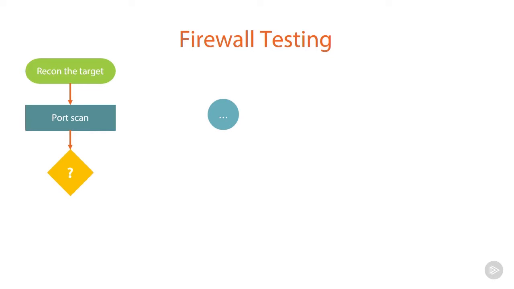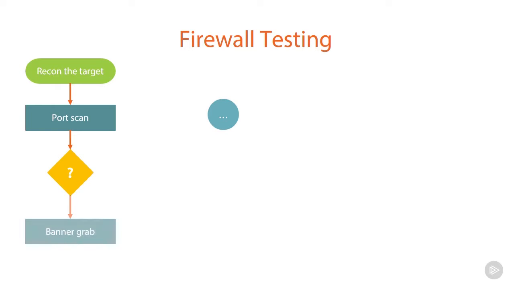Now, ignore the blue circle for a second. This is going to be our continuation in our workflow. We'll come back to it, but I just want you to know that in this workflow, we either have a yes or a no. And we're going to assume a no, we did not detect the firewall.